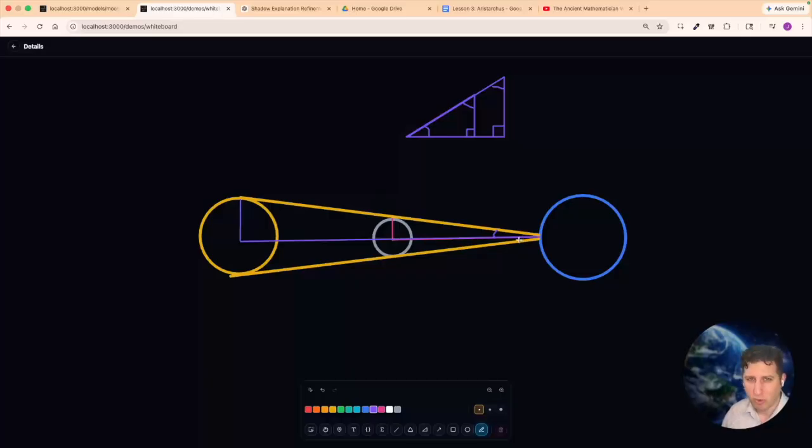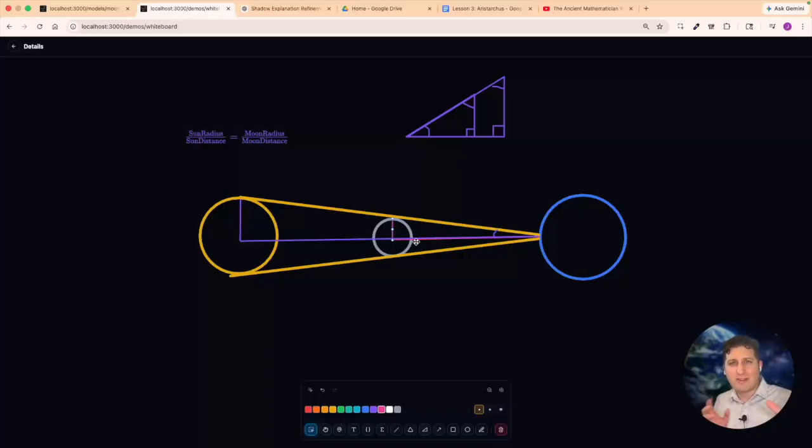Let me write out that formula so it's a little easier for you to see. So the sun's radius is this purple line here, and the distance is this purple line. The moon's radius is this pink line here and this other faint pink line behind it. That's the moon distance. So we're saying that the sun radius divided by the distance to the sun is the same ratio as the moon radius and the distance to the moon, right? Those are just sides of the triangle.